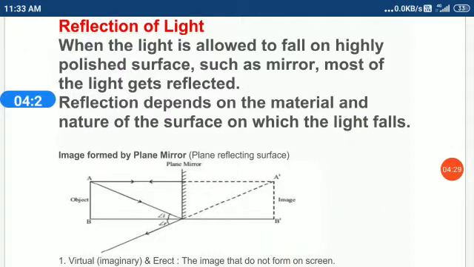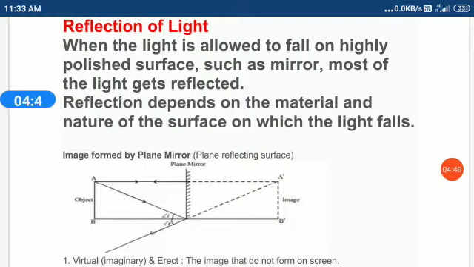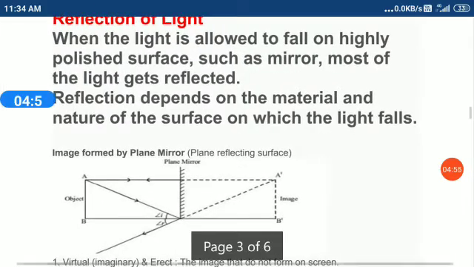When light is allowed to fall on a highly polished surface, the condition is that it should be highly polished, like a plane mirror. On such a mirror, most of the light gets reflected. Reflection depends on the material and nature of the surface on which the light falls. Reflection is also of two types: regular reflection and irregular reflection, and it will reflect partially or completely.